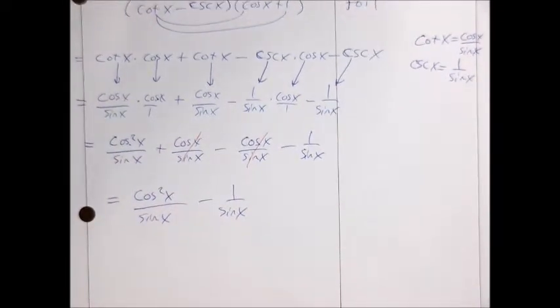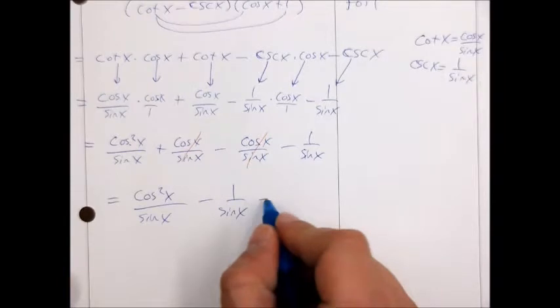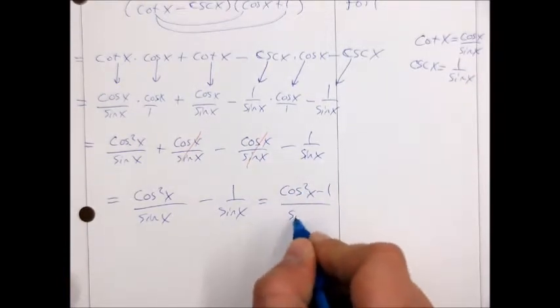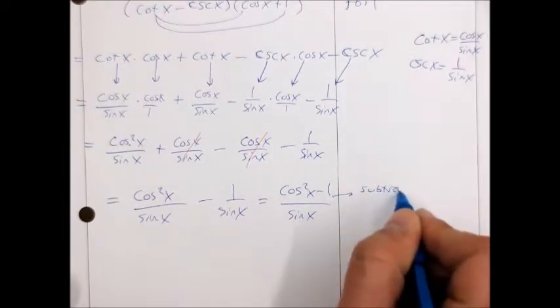So now we've got two fractions. They both have a sine in the bottom. And so we can just subtract the fractions, right? They have a common denominator. So we can just make this cosine squared minus 1 over sine. So we just subtract the fractions.